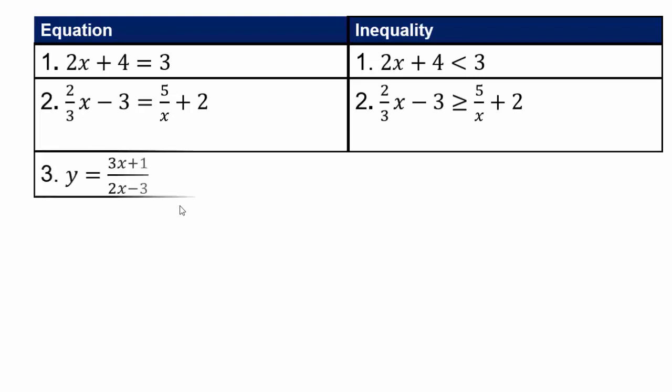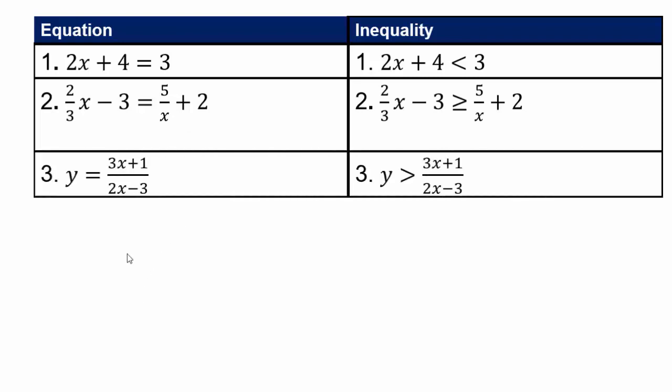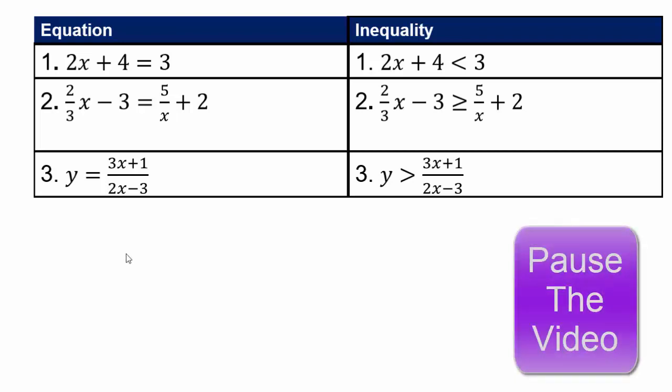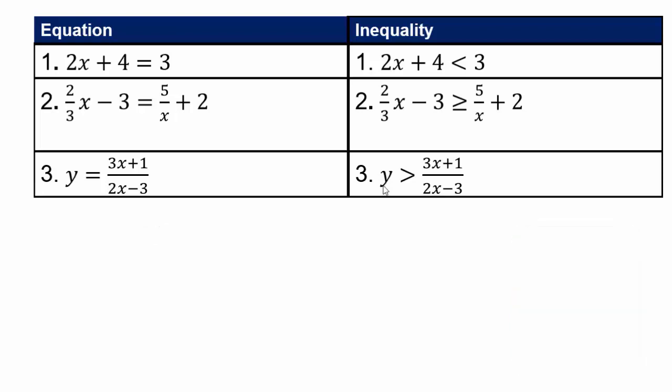Let's do some more examples. y = (3x + 1)/(2x - 3) will be an equation in two variables, whereas the same thing but with a greater than sign would be an inequality in two variables. Pause the video here and see if you can come up with examples of equations and inequalities. Go ahead.